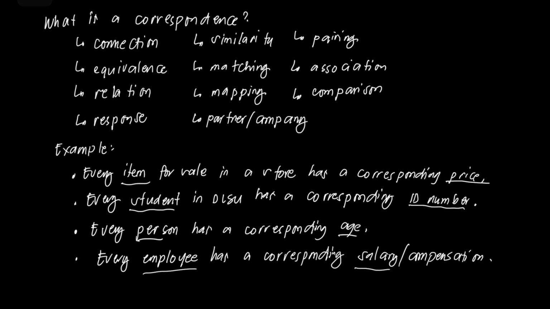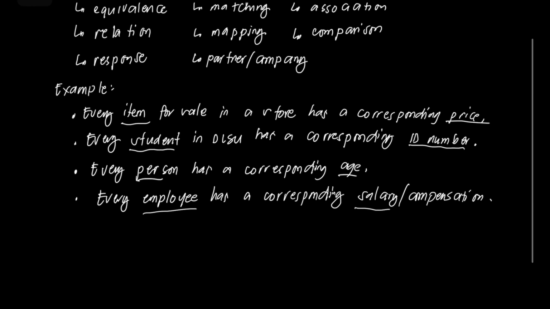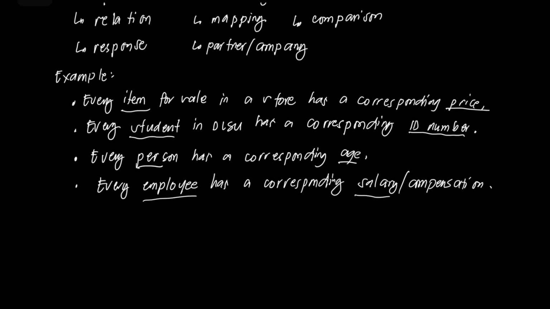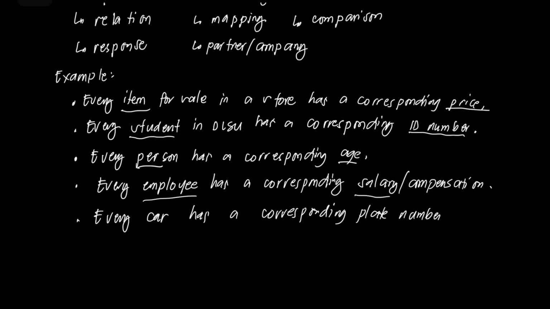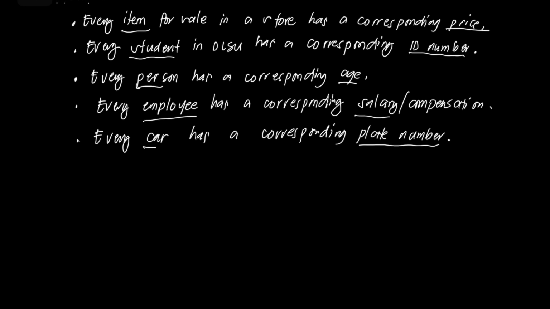Can you give another example of correspondence in this way? Okay, that's right. Every car has a corresponding plate number, unless the car is not registered in LTFRB or LTO. But if we are talking about legality here, every car must have a plate number. So a car is associated with plate number. So there are still many examples of correspondence where one thing is associated with another thing. That kind of association is called correspondence.